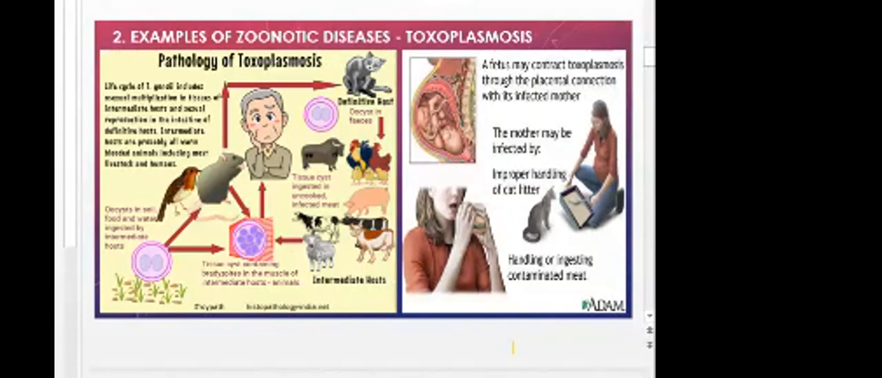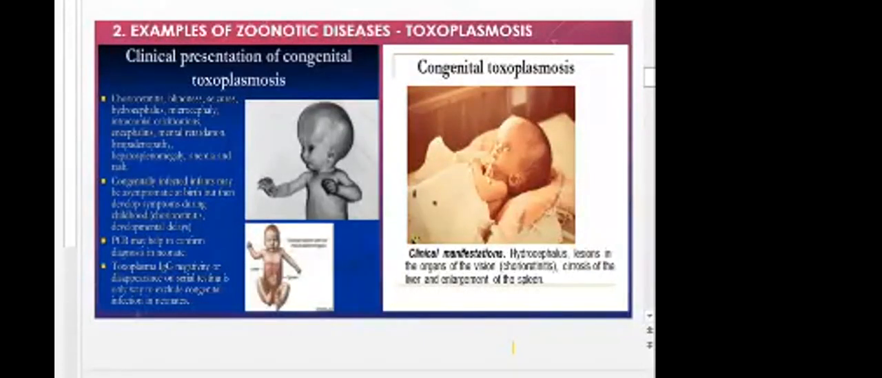And the resultant effect of this parasite, that is the Toxoplasma gondii, that causes toxoplasmosis, is that the baby could be born with a condition known as hydrocephalus. This is congenital toxoplasmosis.